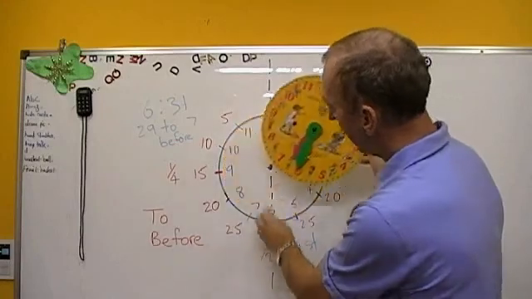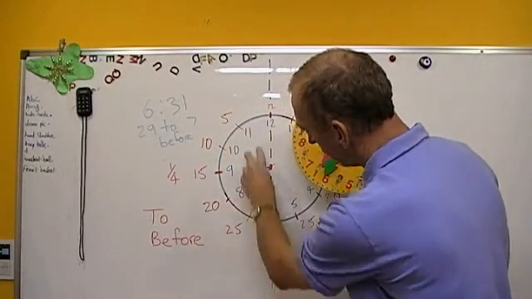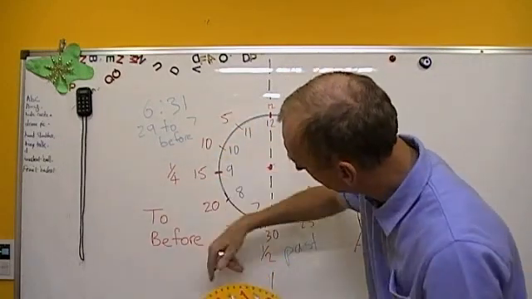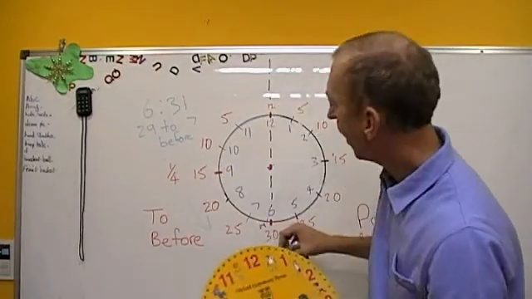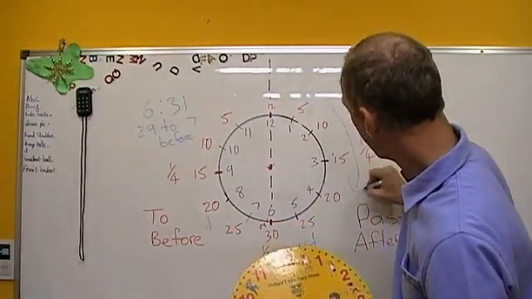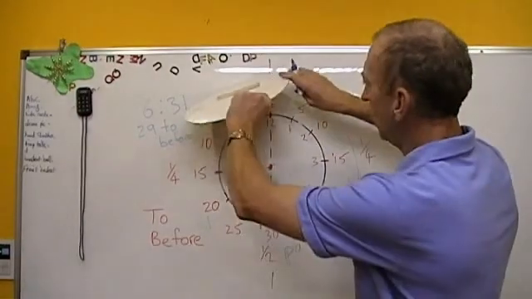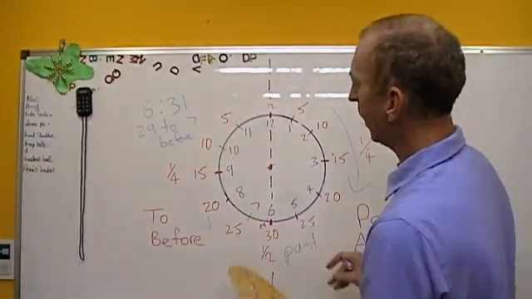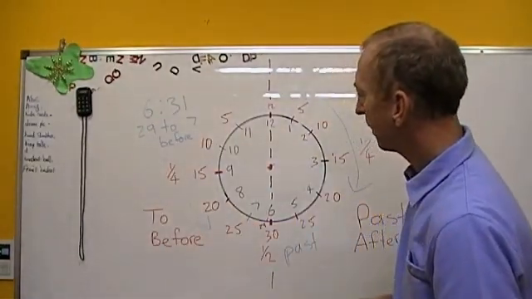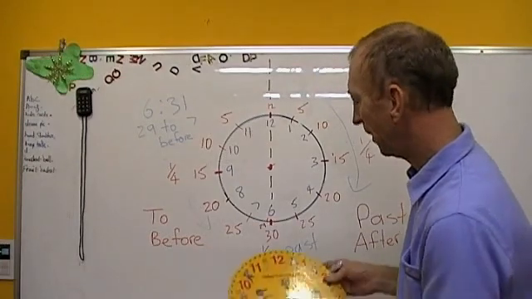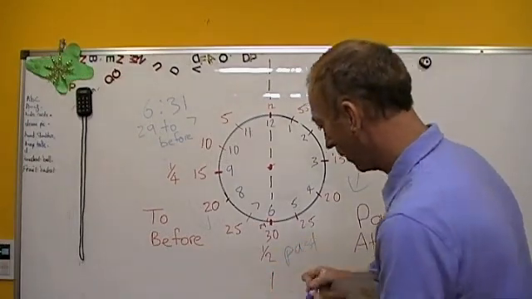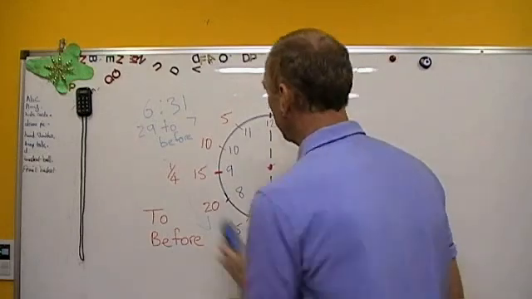So remember, this side of the equation, up until 29, we're kind of counting back this way, and past is going that way. So the 2 times are sort of going a little bit like that. Okay, let's have a look at another time.